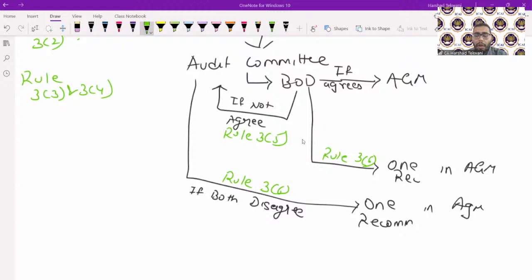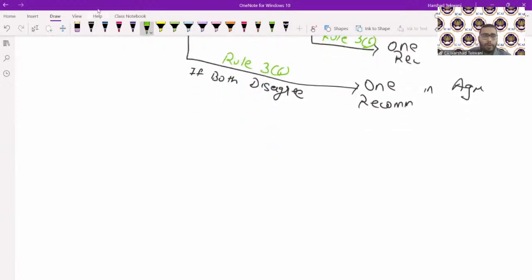Now, once the auditor is appointed, what is the management required to do? The recommendation went, the auditor is selected. Now what? Now a written consent of the auditor for such appointment is required, and a certificate.